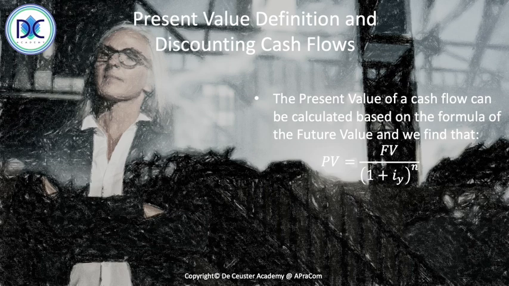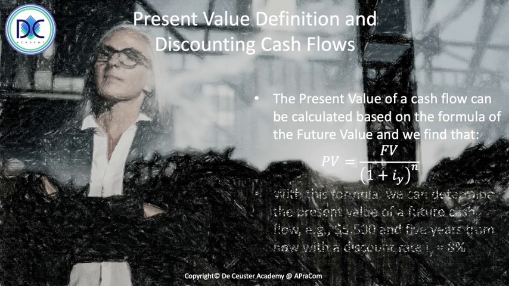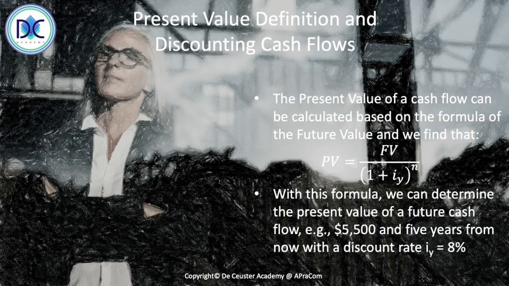So we transform this formula, we have a new formula, and now we can determine the present value of a future cash flow, for example, $5,500 that we get 5 years from now, and the discount rate is 8%. So we have the present value, we have the formula like I said before. We divide the interest rate by M. M is the number of periods, let's say the number of discounts per year. N is the number of years. So in our case, M is 1, we discount over a year.